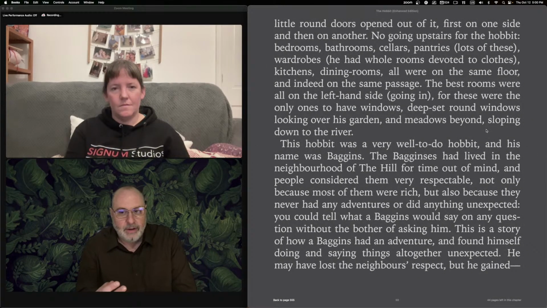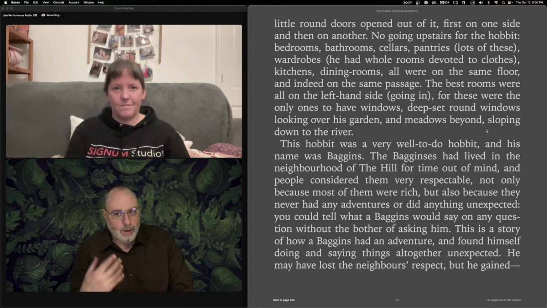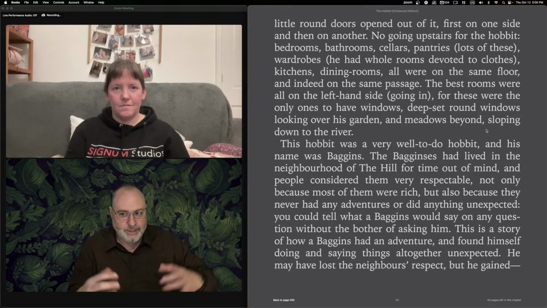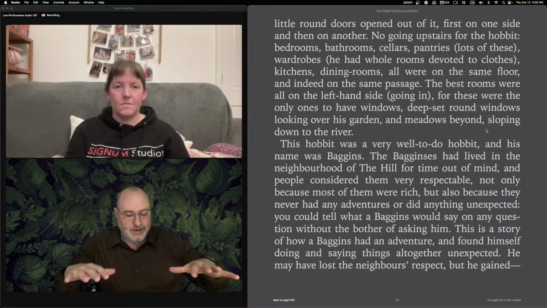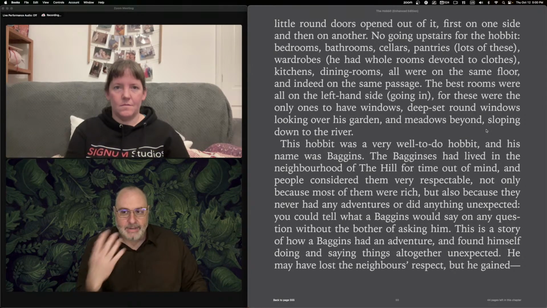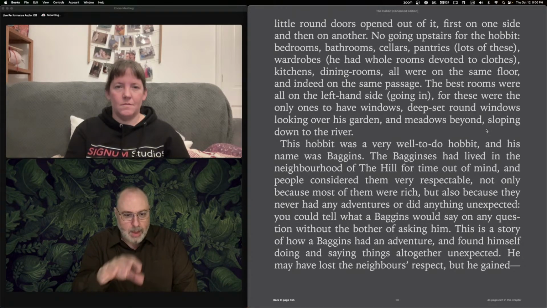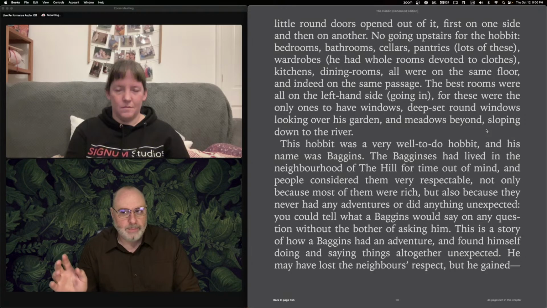And then he keeps going on. No going upstairs for the Hobbit. So now again we're imagining the description of the rooms and the layout, and now we're imagining him living in it. No going upstairs for the Hobbit.